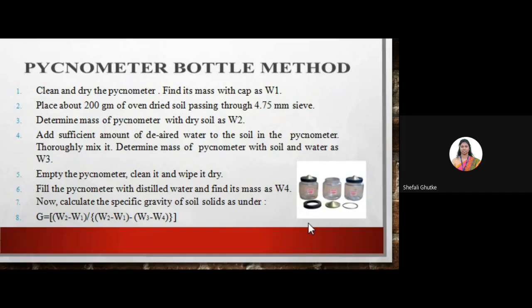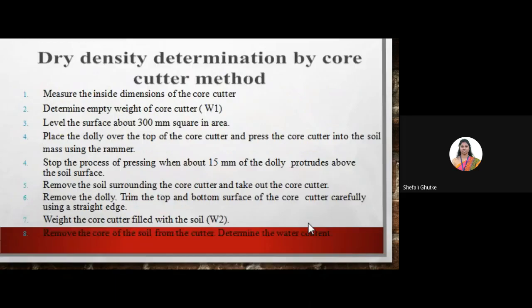Empty the pycnometer, clean it and wipe it dry. Then again fill the pycnometer with distilled water and find its mass as W4. Now lastly, calculate the specific gravity of soil solids as follows. Specific gravity is (W2 minus W1) divided by ((W2 minus W1) minus (W3 minus W4)). In this manner, we can calculate the specific gravity with the help of the pycnometer bottle method.